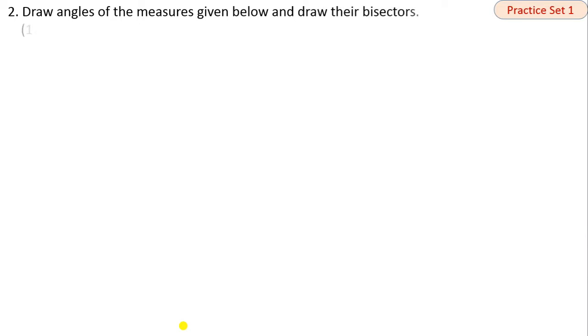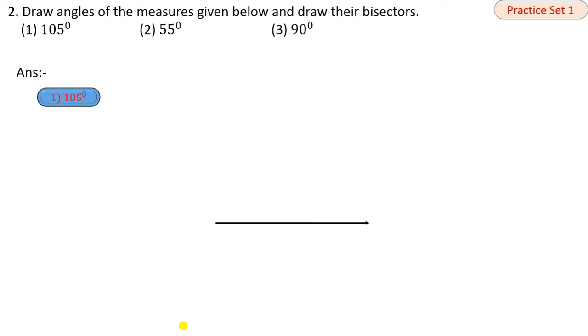Then question number 2 is: draw angles of the measures given below and draw their bisectors. The first one is 105 degrees, the second one is 55 degrees, and the third one is 90 degrees. We are seeing here only the first one, 105 degrees. For this, with the help of a protractor, draw an angle of 105 degrees. Give the names to the angle as A, B, C.